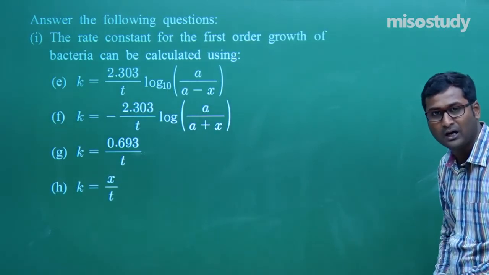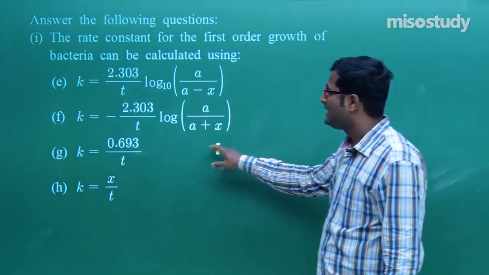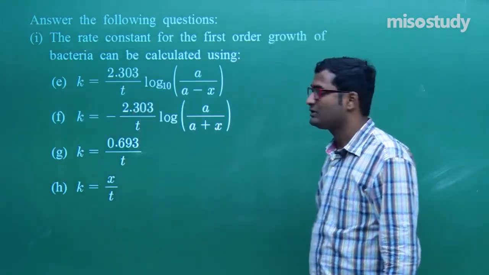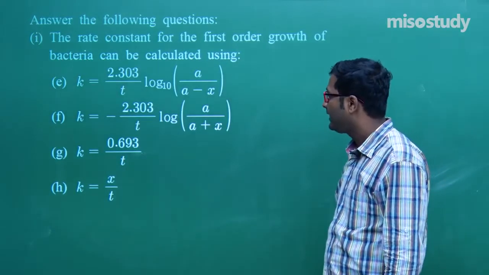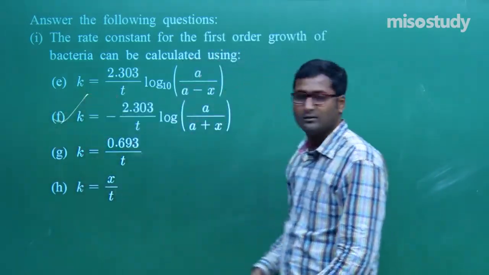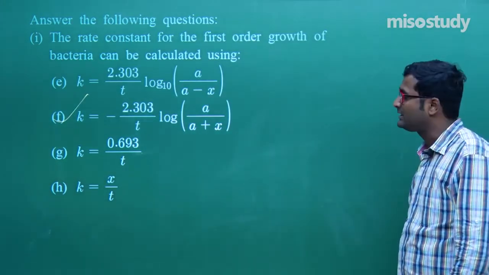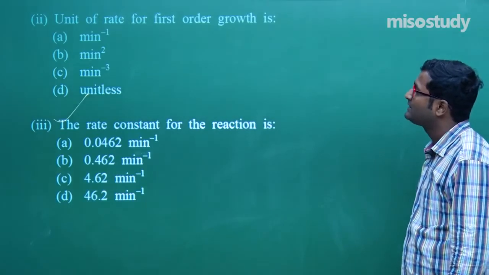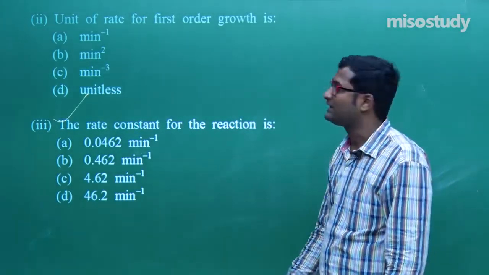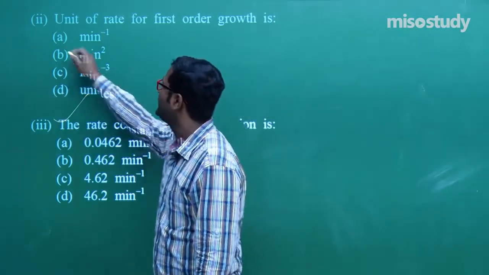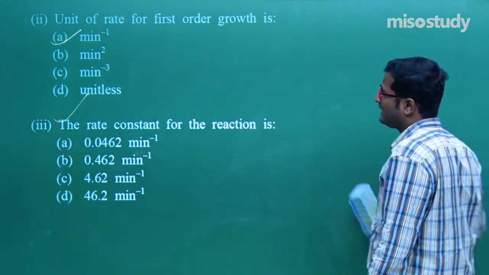This is a simple formula. During my lecture I derived this expression: K is equal to minus 2.303 upon T log A upon A plus X. That is the answer for the first part, question number 10, which is F. Now, what is the unit of first order? We know the unit of first order is per second, here it is per minute. So the second part has the answer A.